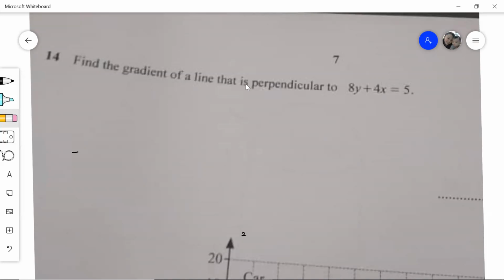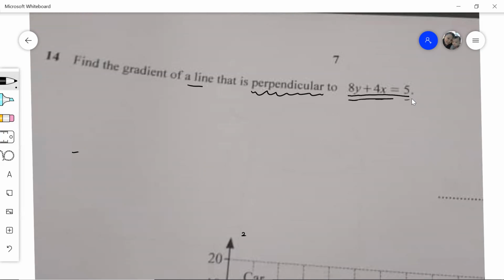Okay, let's look at this question and how do we solve this. Find the gradient of a line that is perpendicular to 8y plus 4x equals 5. Now, from the equation, we know that this is a straight line. Why? Because it consists of linear terms. The key word that we should look into is perpendicular. So we want to find the gradient of one line that is perpendicular to another line.